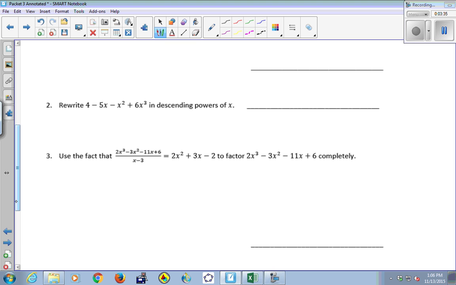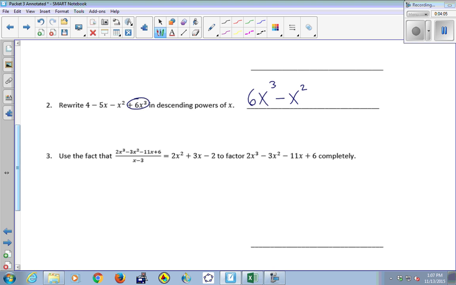Okay, so I want to rewrite this polynomial. This is going to help us when we start dividing polynomials. I want to rewrite this polynomial in descending powers of x. That means the highest power of x, the next highest power, the next highest power. So I'm going to have 6x cubed. That's my highest power of x. My next power is x squared, so I have a minus x squared, because the sign that's right next to a term is glued to it forever, right?